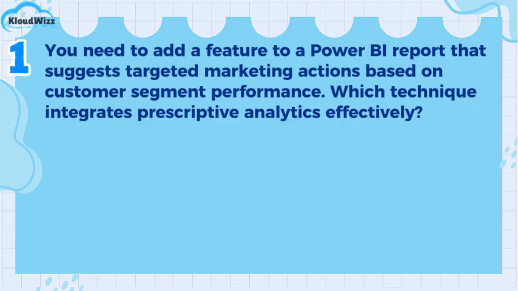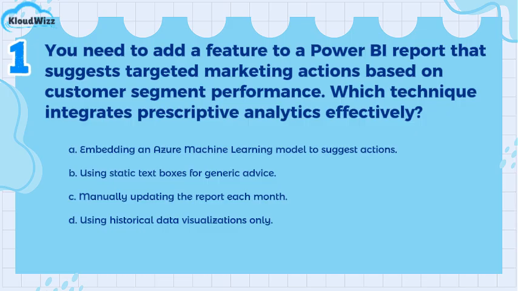The choices are A. Embedding an Azure machine learning model to suggest actions. B. Using static text boxes for generic advice. C. Manually updating the report each month. D. Using historical data visualizations only.